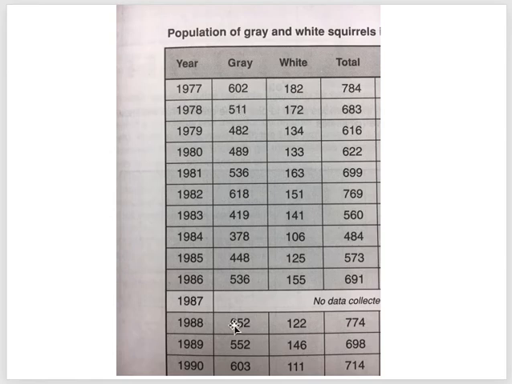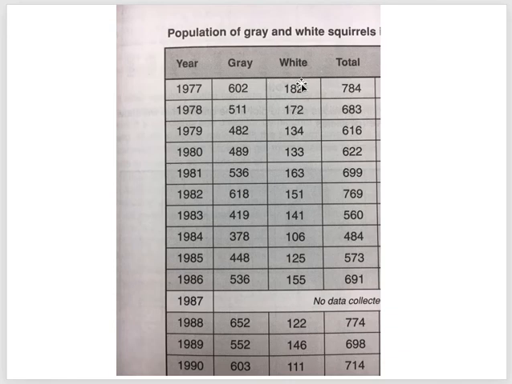Here is a data chart on a population of squirrels, and you can see they've been collecting this data for a lot of years, and they know the number of gray squirrels, and they know the number of white squirrels, and they know the total number of squirrels. And you can see these numbers change from year to year. But one of the questions we want to know in order to determine if evolution was happening is, what's the frequency of the alleles?